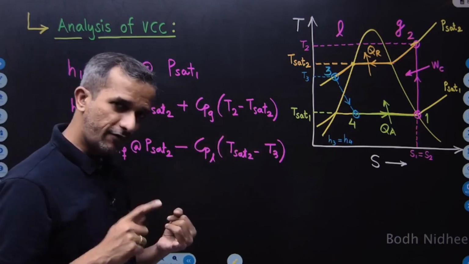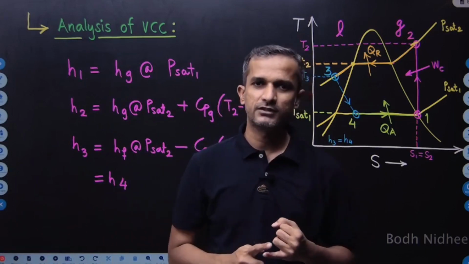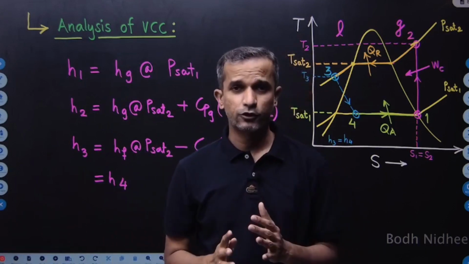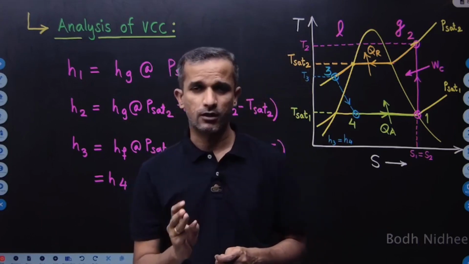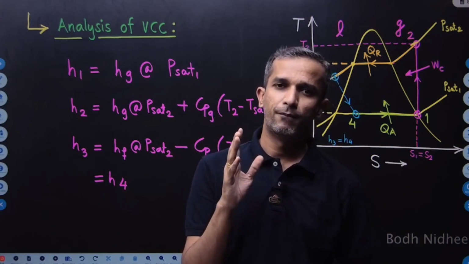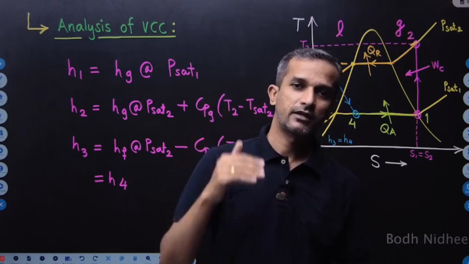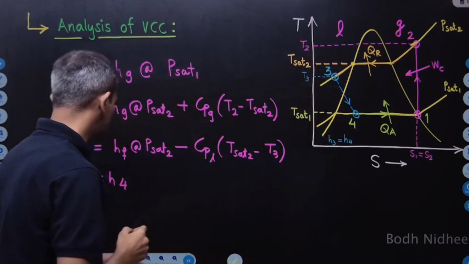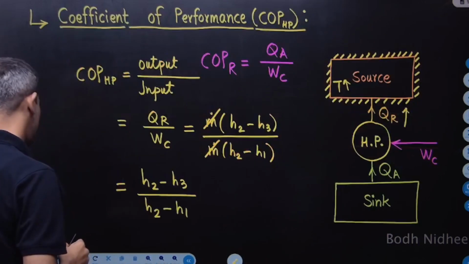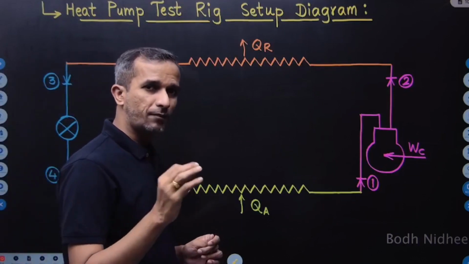If I want to construct the test rig to measure the theoretical COP of the heat pump, I must be able to measure 4 temperatures at 4 different locations. I must be able to find the pressure in the evaporator and the pressure in the condenser, that is, before the compressor and after the compressor. So that is how I can modify these 4 components by putting 4 thermocouples at 4 locations.